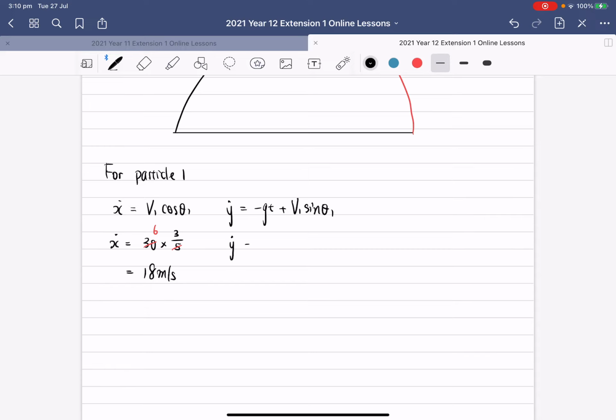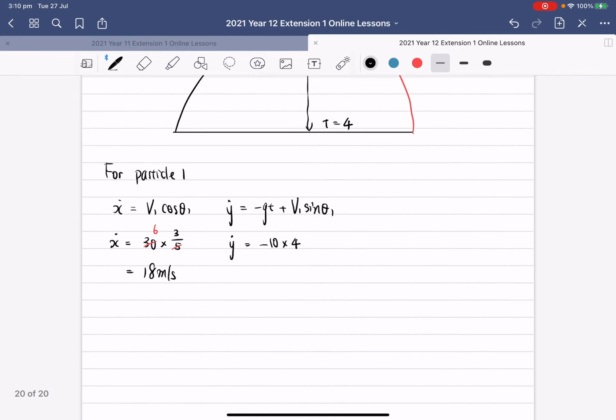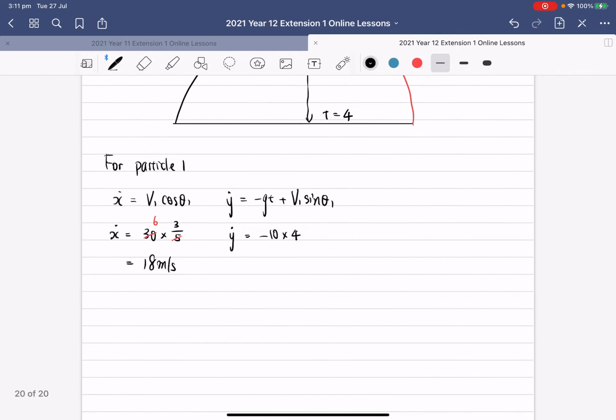Now, y dot is equal to minus 10 times 4, because remember, the time when the particles actually collided with each other is when t equals 4. Plus v1, which is 30, times sine theta 1, which is 4 over 5. That's negative 40 plus 24, and that is equal to negative 16.